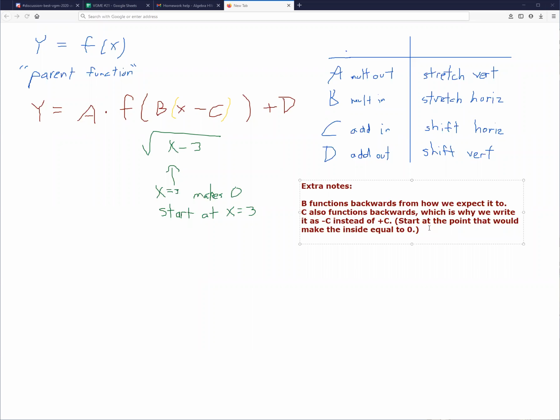Additionally, if a or b are negative, then they don't just stretch, they also flip. So a negative a is a vertical flip, and a negative b is a horizontal flip. And I will be happy to show what those things look like if we should need them.